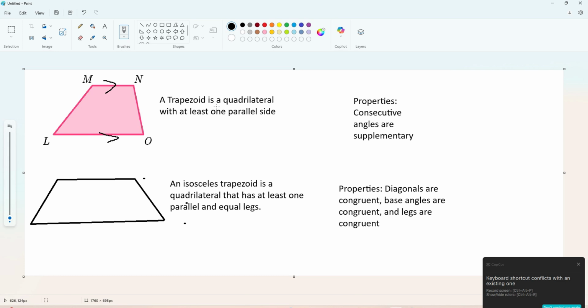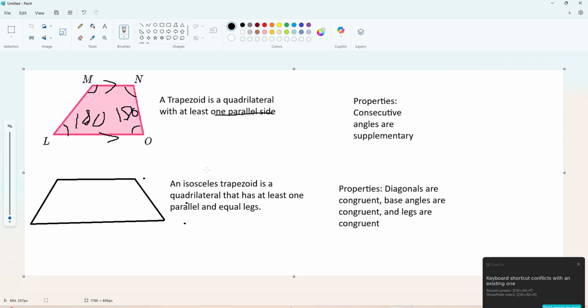Now onto our last set of quadrilaterals. A trapezoid is a quadrilateral with at least one parallel side. Now these parallel sides are MN and LO. Like a parallelogram, consecutive angles are supplementary, meaning that angle N and angle O add up to 180. Likewise, angle M and angle L add up to 180 as well.